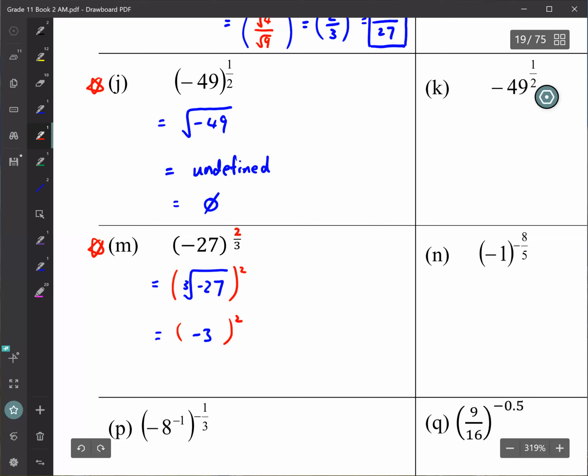Okay. So this one, because you have an odd index, right? This is an odd number, cube root, right? So it's okay to have negative on the inside, right? So this one is not undefined. That will give you a 9, okay?